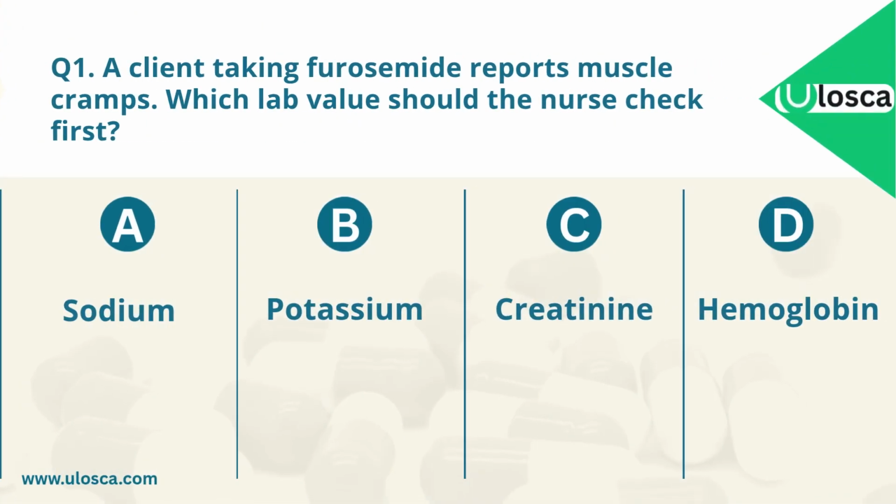Question 1. A client taking furosemide reports muscle cramps. Which lab value should the nurse check first? A. Sodium. B. Potassium. C. Creatinine. D. Hemoglobin. Which one is the correct answer?